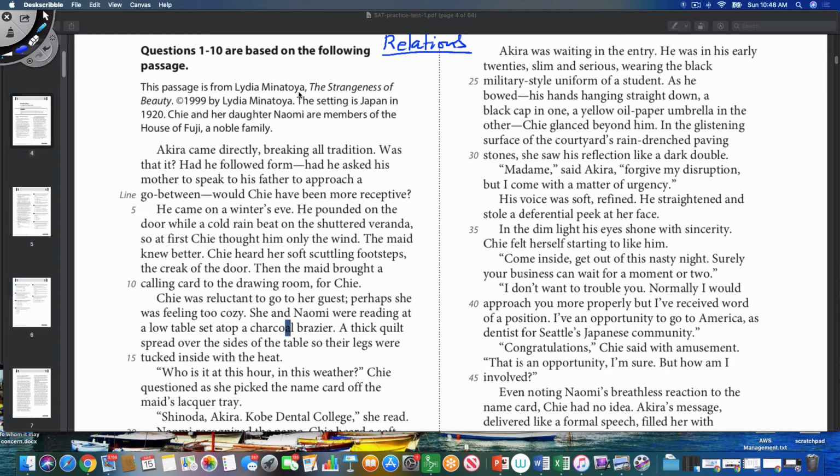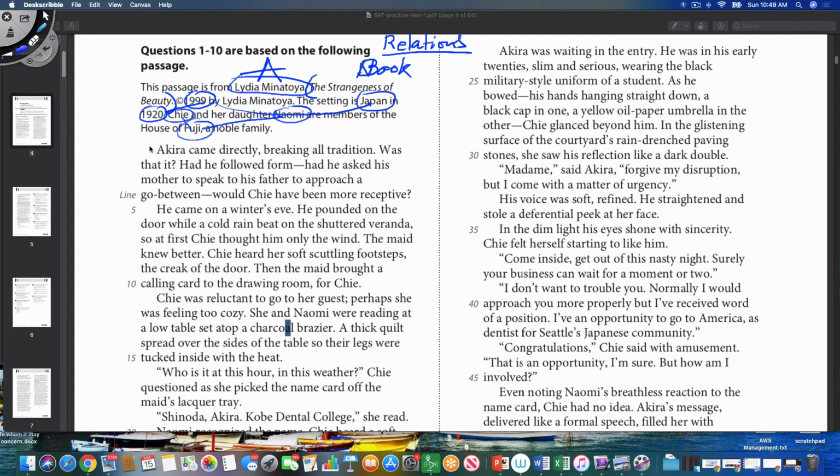So when I read this, I'll start like this. This passage is from Lydia Minatoya. So Lydia Minatoya is the author, and the name of the book is The Strangeness of Beauty. So you can just call it the book. And this was written in 1999, but the setting is 1920 Japan. So that's the relationship. A relationship is like a graph where you have a few vertices and lines connecting these vertices. So Chi and her daughter Naomi are members of the House of Fuji. So we got Chi, we got Naomi, and we got the House of Fuji, a noble family.